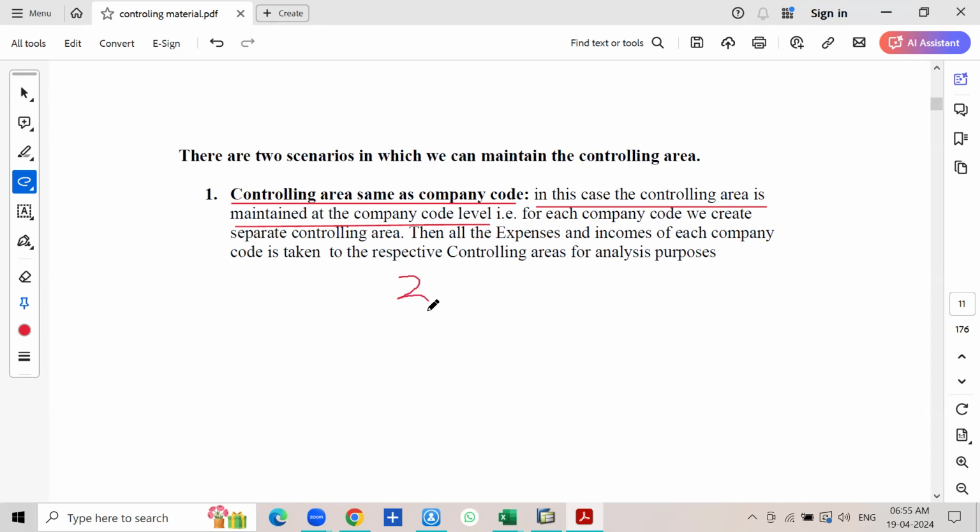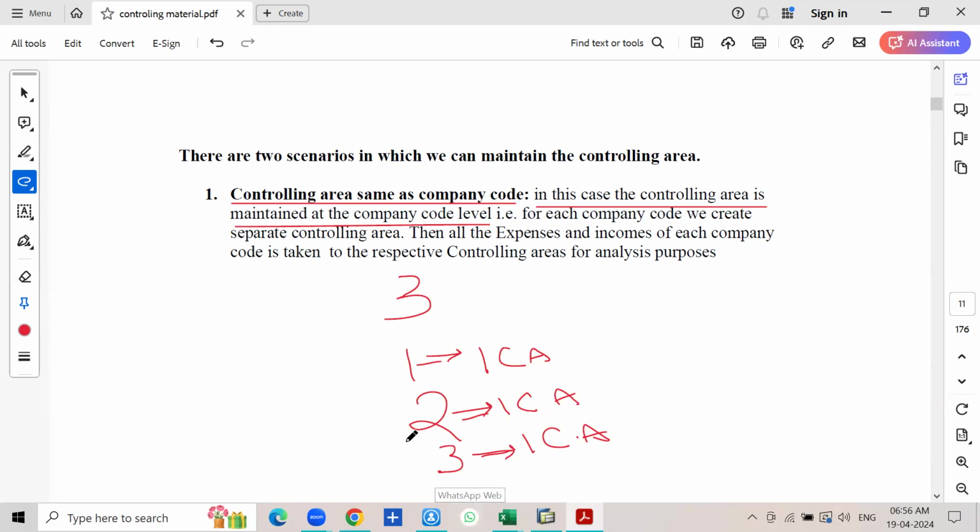Suppose, for example, you have 3 company codes, right? First company code, one controlling area. Then for the second company code also, one controlling area. Then for the third company code also, you maintain one controlling area. So for three company codes, you maintain three controlling areas. Then the first company code is assigned to the first controlling area, the second company code is assigned to the second controlling area, the third company code is assigned to the third controlling area, and so on.